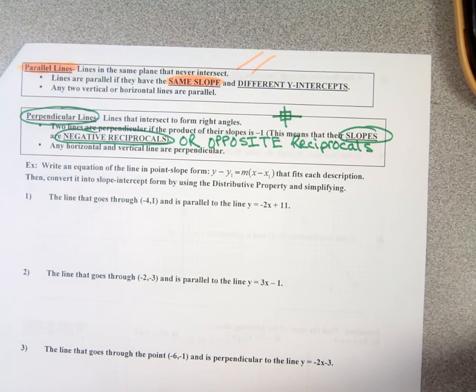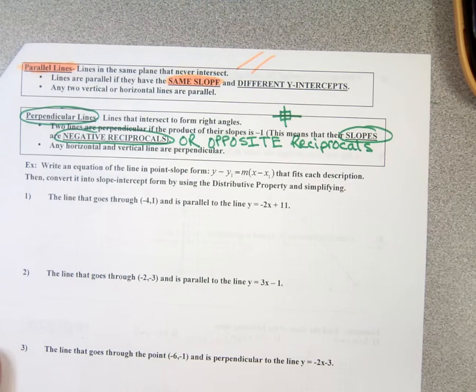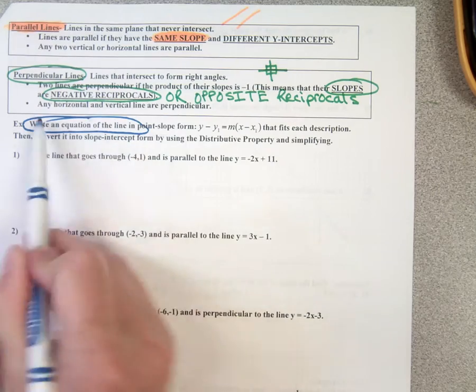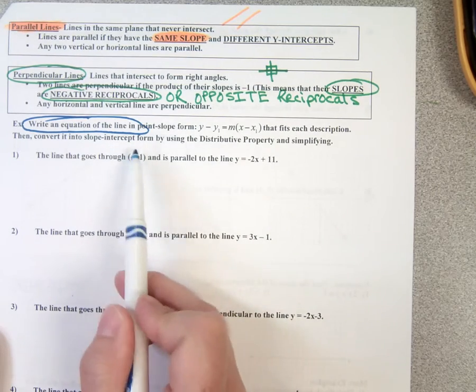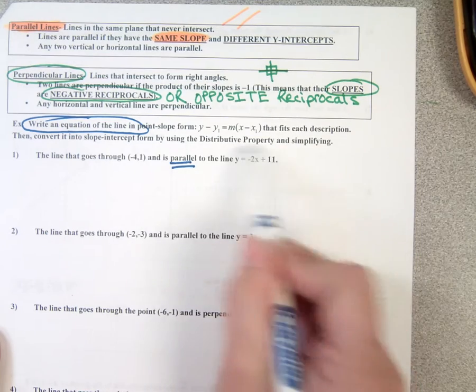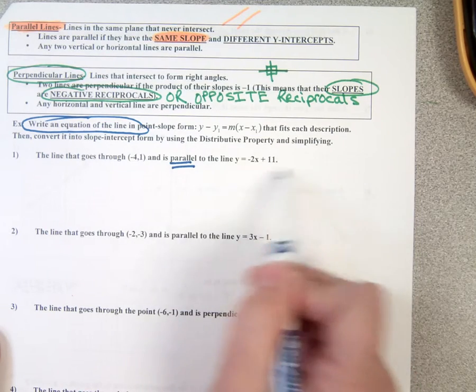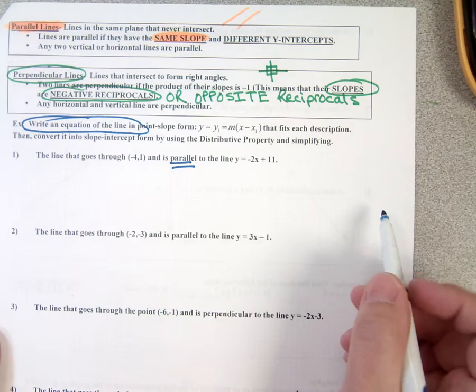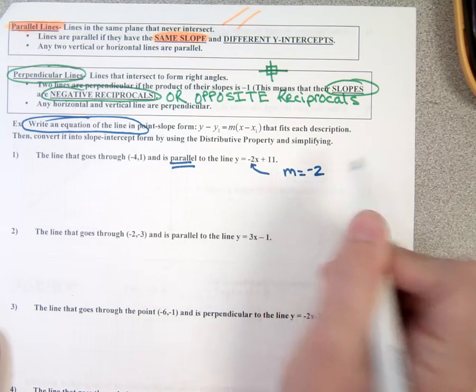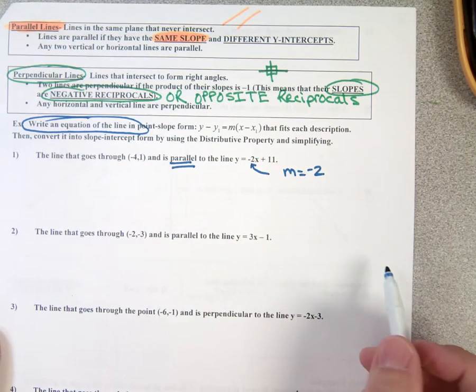Okay, let's just look at some of these. So number 1 here, I'm trying to write an equation of a line. I want it to go through this point, and I want it to be parallel to this line. So first thing I'm going to figure out is what's the slope of this line right here. This line right here has a slope of -2. Remember how the slope's the number smushed against the x?